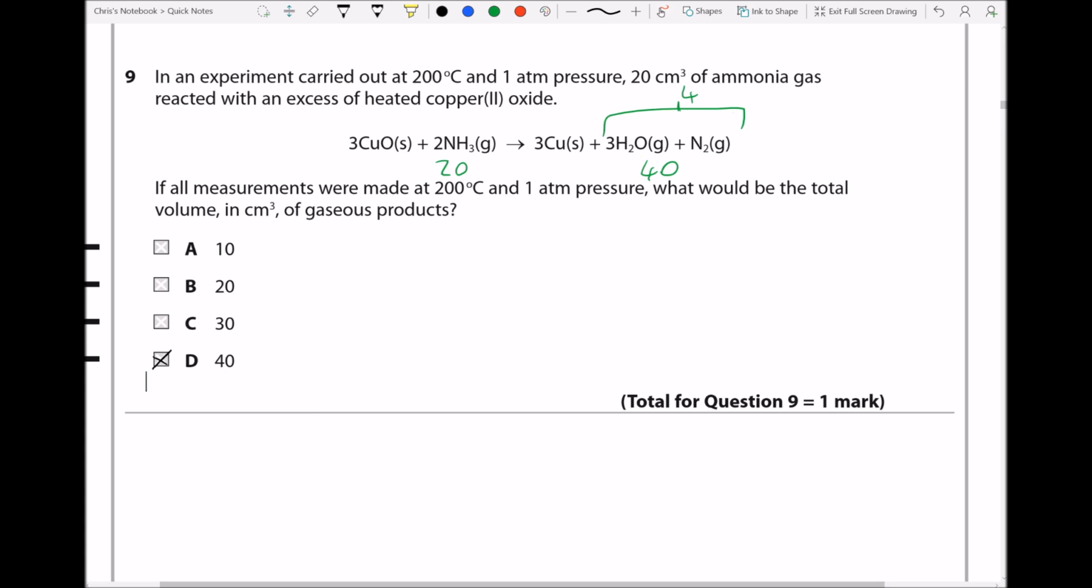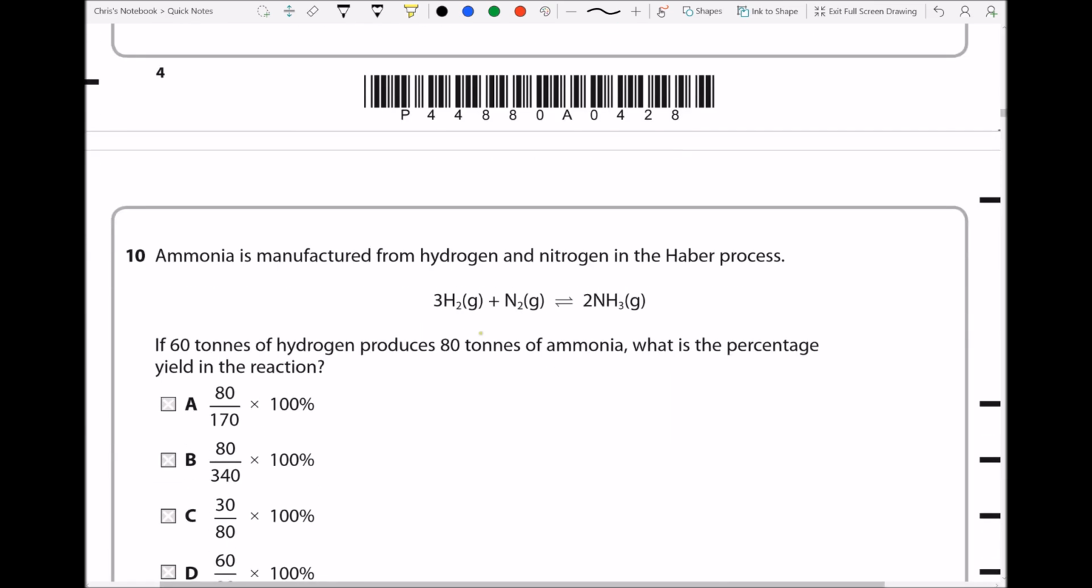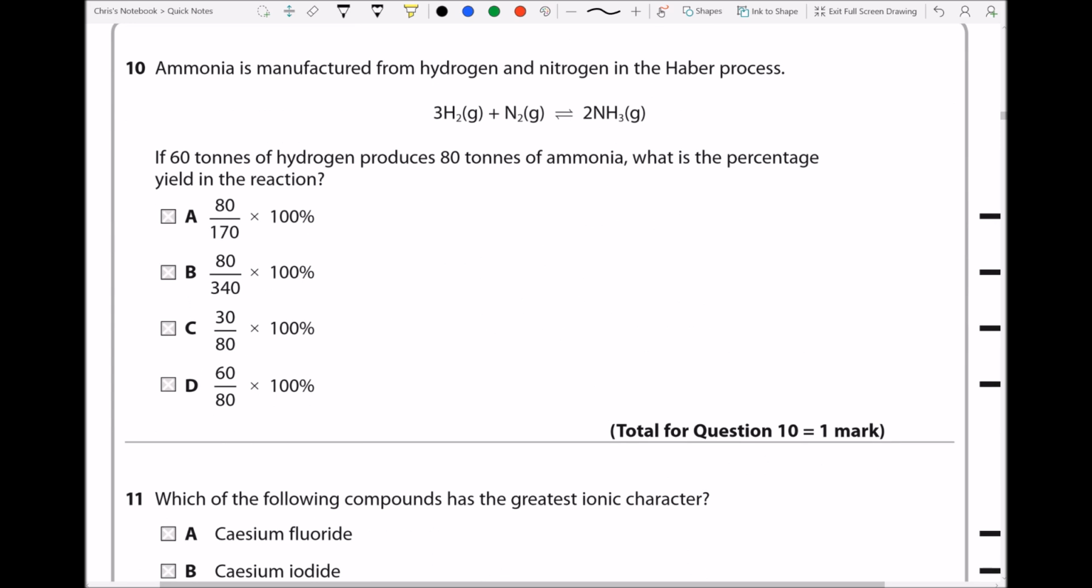Okay, so on to the next one, which is question 10. Ammonia is manufactured from hydrogen and nitrogen in the Haber process. You can see we've got the reaction there. 60 tons of hydrogen produces 80 tons of ammonia. What is the percentage yield of the reaction? The first thing we need to look at is the percentage yield. So the yield is the actual amount divided by the theoretical amount. So the actual amount we have produced of ammonia is 80 tons.